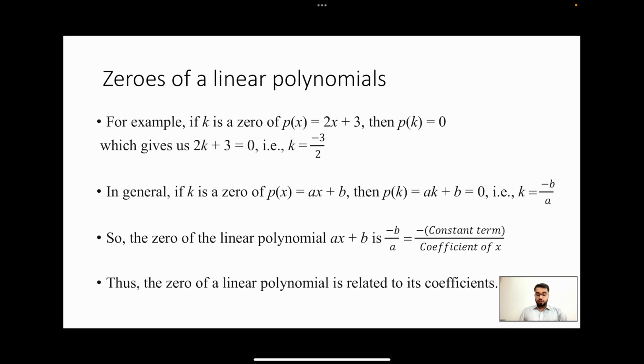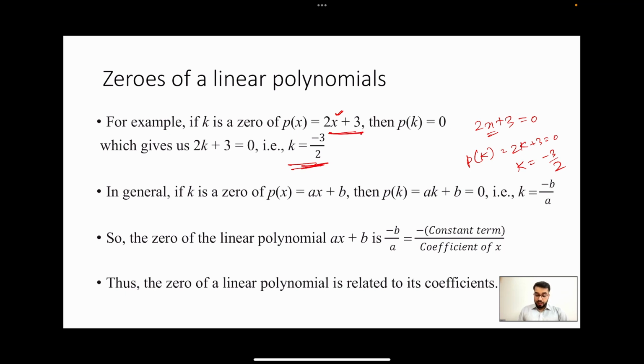Now moving on, zeros of a linear polynomial. This is pretty simple, but we'll go through it once. For example, we have the polynomial 2x + 3. The degree is 1, since the highest power of x is 1, so this is a linear polynomial. To calculate the zero of the polynomial, we equate it to 0. Putting k into it, p(k) = 2k + 3 = 0. So k turns out to be −3/2, as you can see here. So −3/2 is the zero of the linear polynomial 2x + 3.